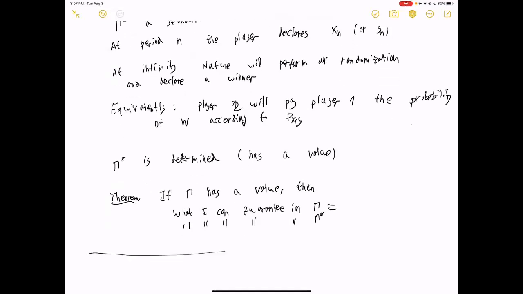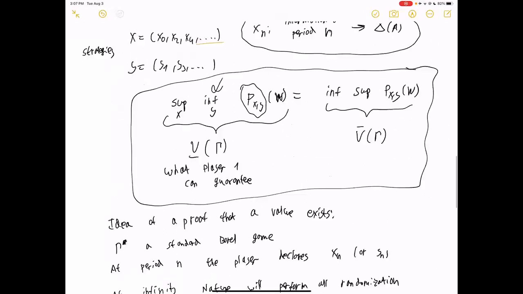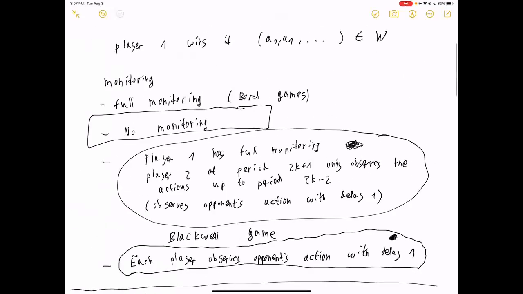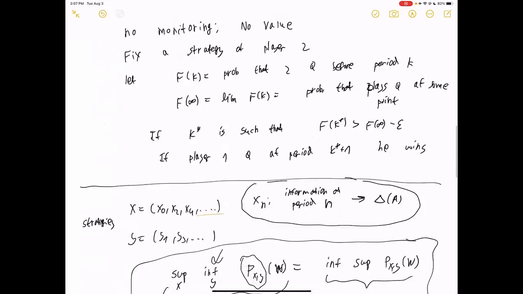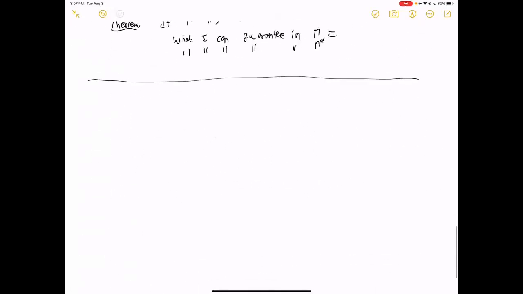So under some assumption on the monitoring structure, which generalizes Blackwell assumption, I remind you that this was Blackwell assumption, that one player observed full monitoring and the other player observed with delay. I'm going to prove existence of the value. The assumption that I make in the paper is actually more general than the assumption that I will make in the talk.